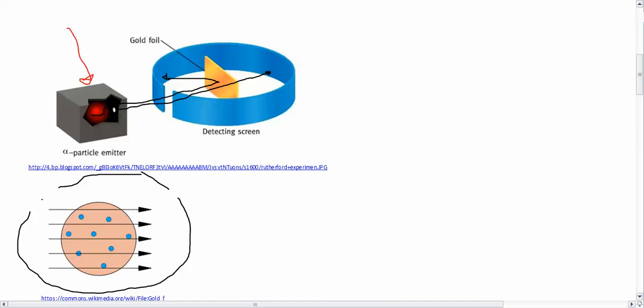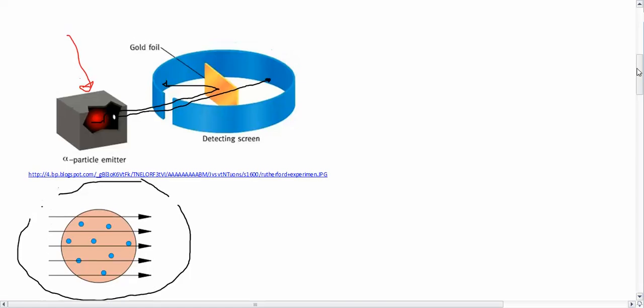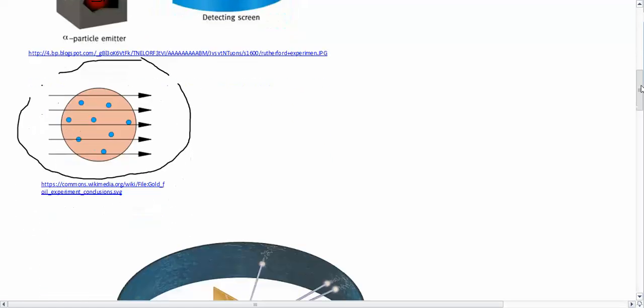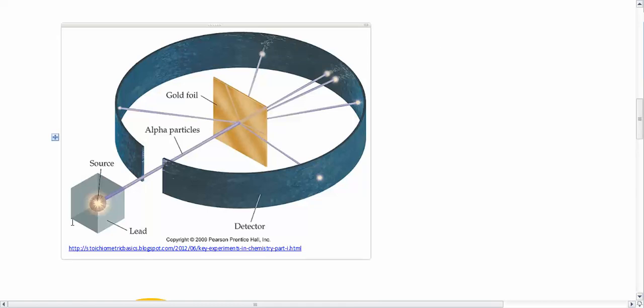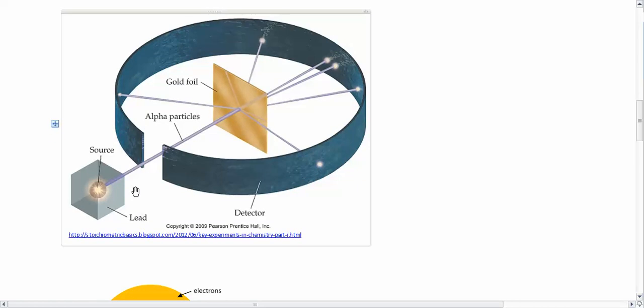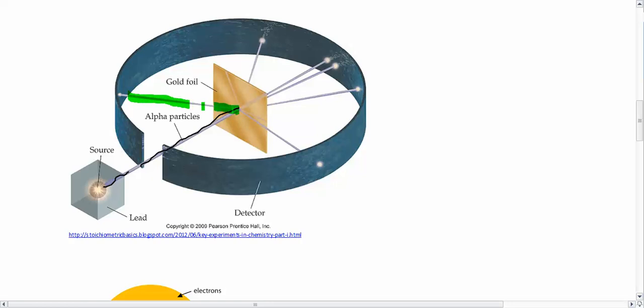Now, what makes this experiment so famous and so important for Ernest Rutherford is that that's not what ended up happening. This is what ended up actually happening. So again, here's the beam of alpha particles. It leaves the little gun, it hits the foil, and a bunch of different things happen. Some of the alpha particles bounce back.